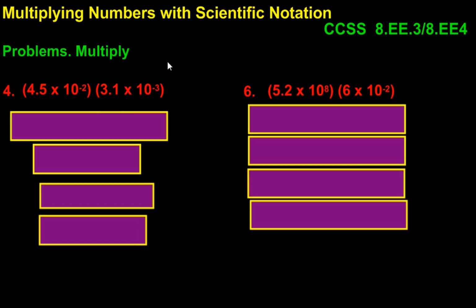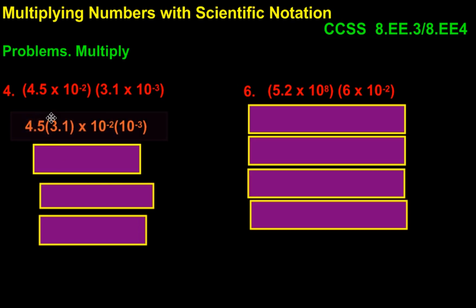So the first thing you want to do when you're multiplying numbers with scientific notation is you want to get together the like terms. So we have 4.5 and 3.1, which we can combine and multiply. And then we have our 10 to the exponents, and we're going to combine them. So we have 10 to the negative 2 times 10 to the negative 3.